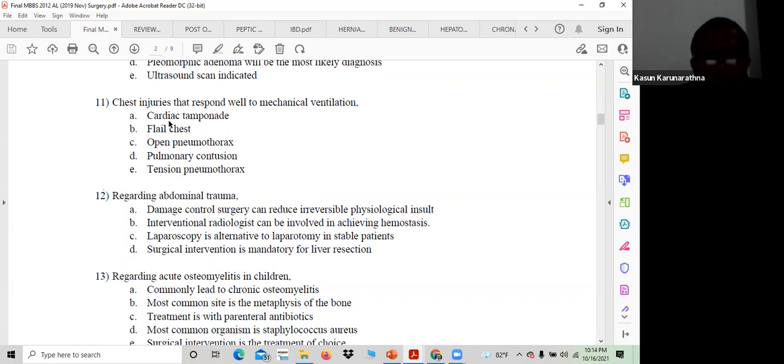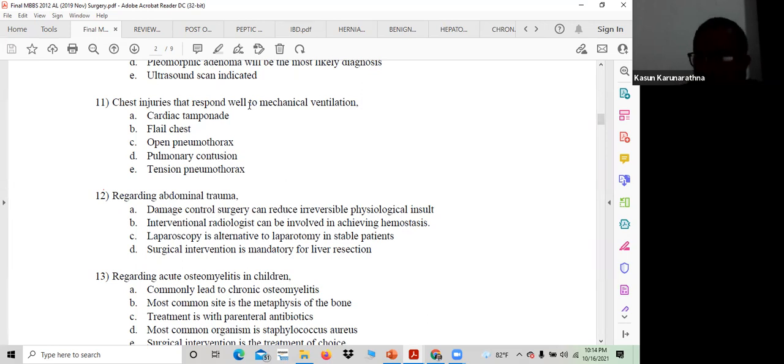So if it is traumatic cardiac tamponade, definitive treatment is thoracotomy and take the blood out of the pericardial space and arrest the bleeding, right? If there's an injury in the heart, you should repair it. Flail chest, yes, it's a condition where mechanical ventilation is a good option, right?